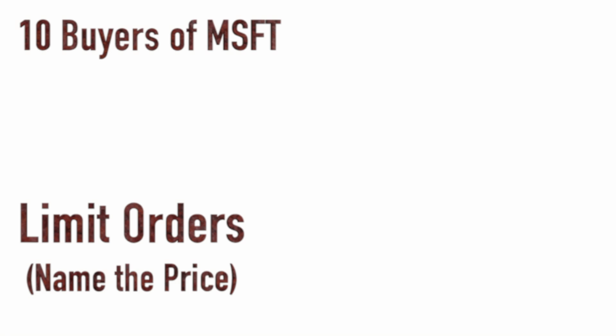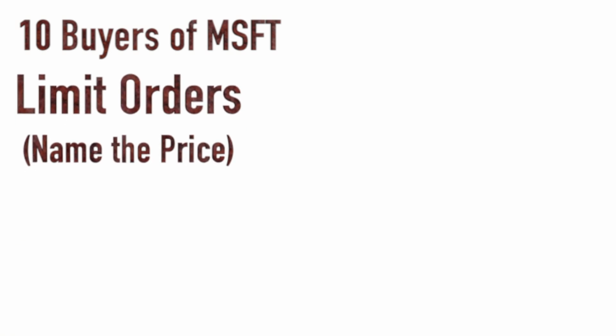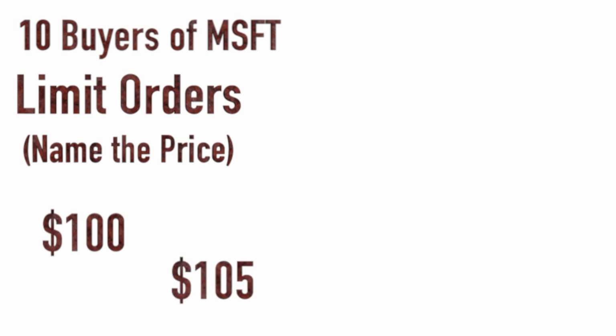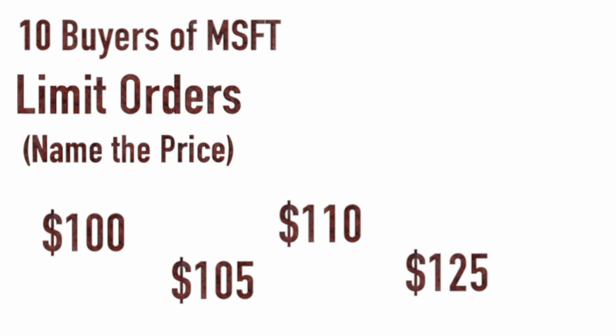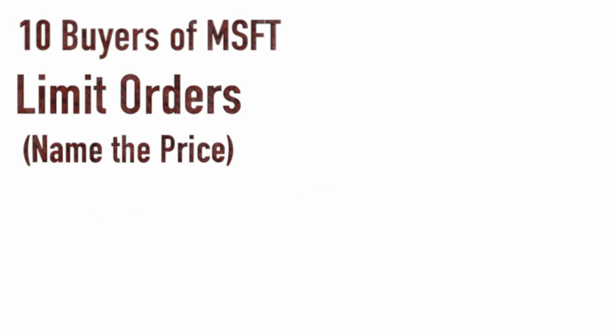But picture 10 people who are trying to buy shares of Microsoft that have a limit order. I'm willing to pay $100 a share. Someone else is saying I'll pay as much as $105 a share. Someone else is saying I'll pay $110 a share. Whoever is willing to pay the most of all the people who have a limit order to buy the shares, whoever is putting out the highest price, they'll be at the front of the line. Think of it that way.